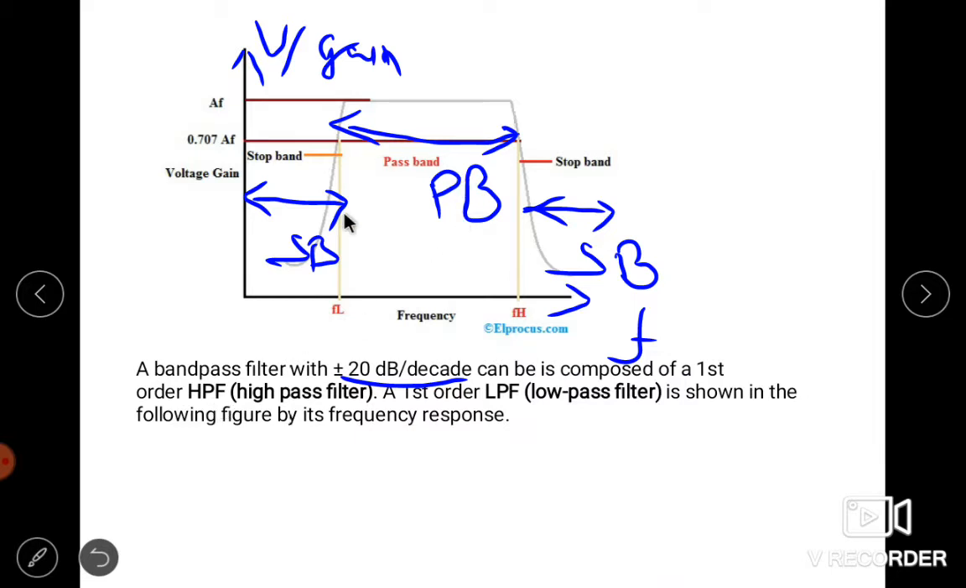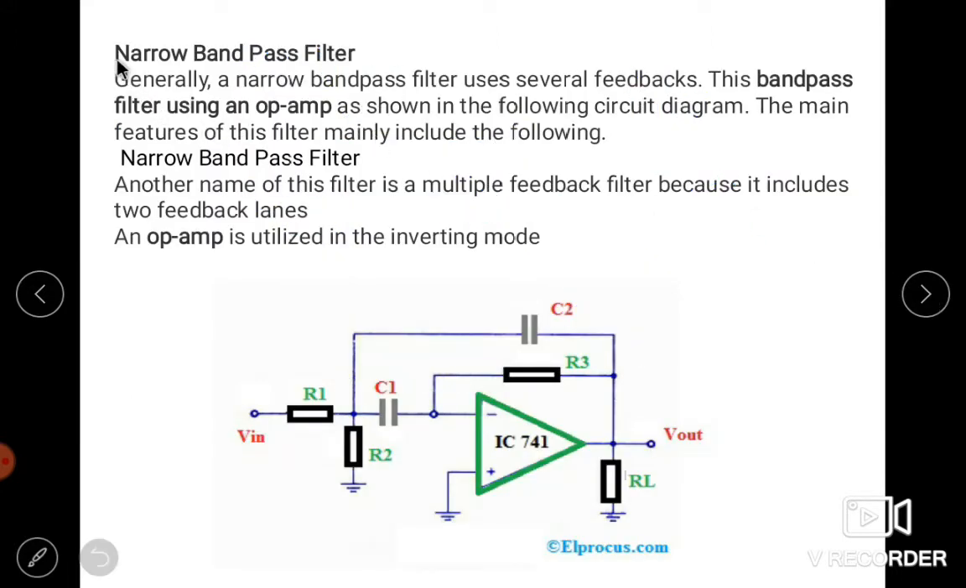This is nothing but the output wave of the band pass filter, right? By using these two diagrams, the circuit diagram and the output waveform, you clearly understand the band pass filter, right? And the other section is the narrow band pass filter, right? So what does this narrow band pass filter mean, and what is the circuit for it?